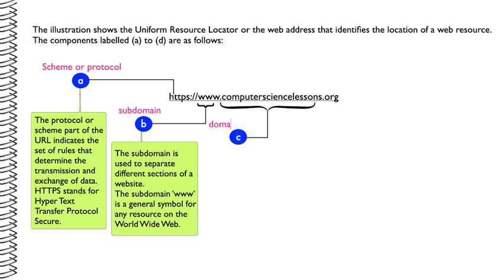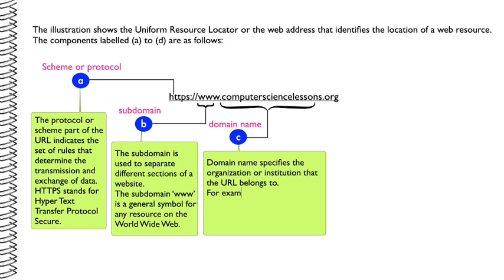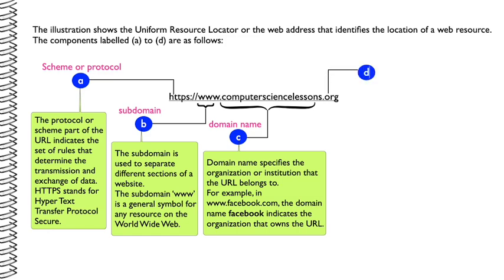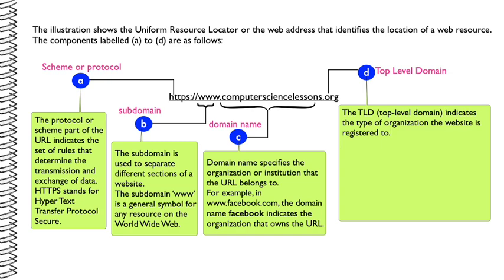Domain name specifies the organization or institution that the URL belongs to. For example, in www.facebook.com, the domain name Facebook indicates the organization that owns the URL. The TLD, top-level domain, indicates the type of organization the website is registered to.